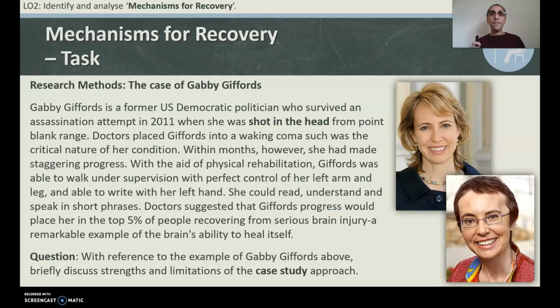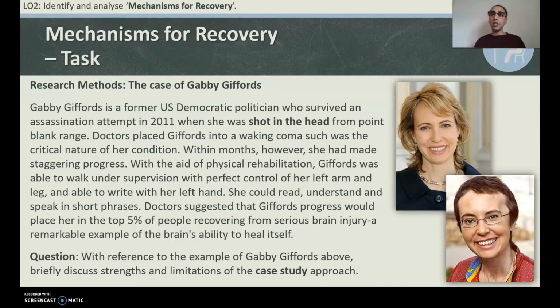With the aid of physical rehabilitation, Giffords was able to walk under supervision with perfect control of her left arm and leg, and was able to write with her left hand. She could read, understand, and speak in short phrases. Doctors suggested that Giffords' progress would place her in the top 5% of people recovering from serious brain injury, a remarkable example of the brain's ability to heal itself.